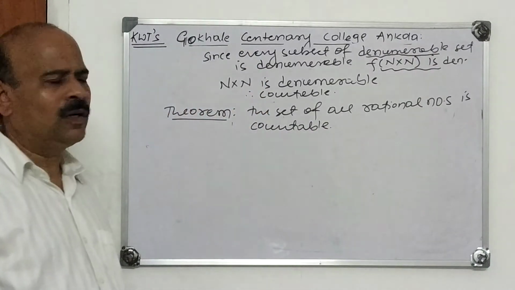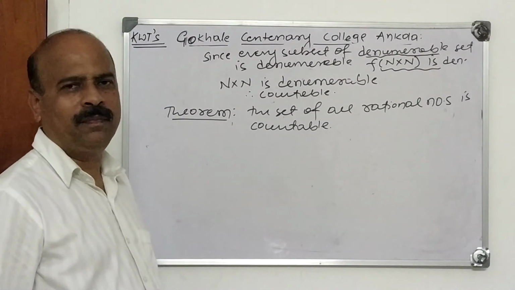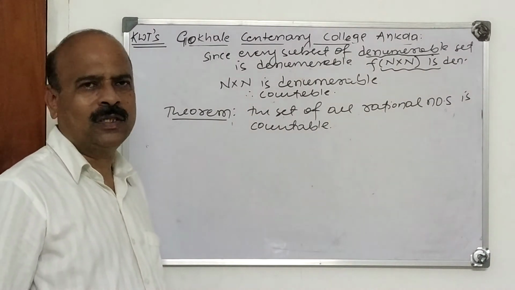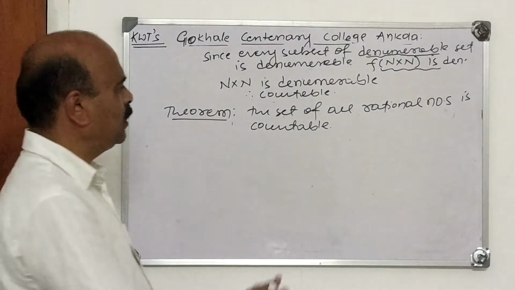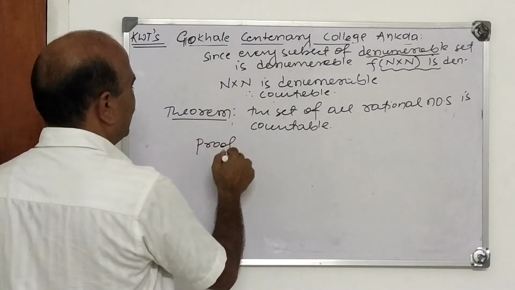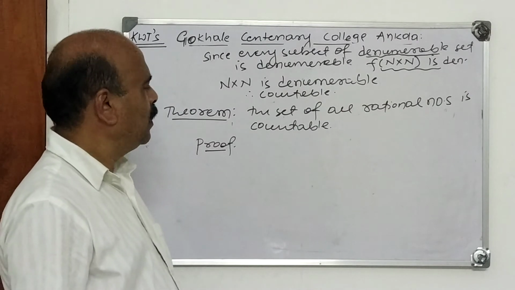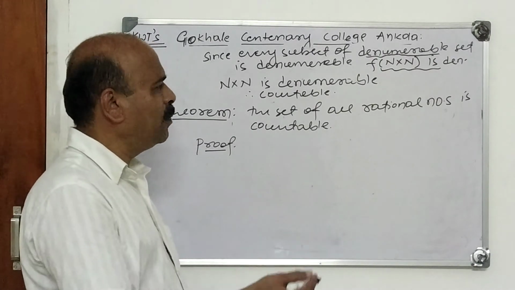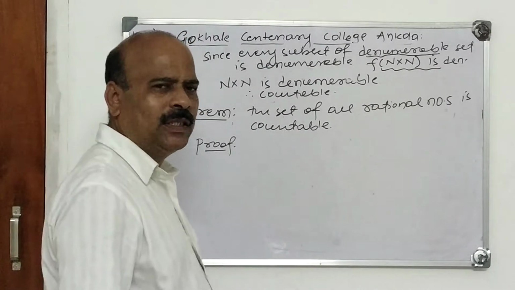See, I have used one technique here to prove that N cross N is countable, but there are many different methods to prove N cross N is countable. I have chosen one of the best methods. Similarly, the set of all rational numbers is countable. Many different methods are there to prove that, but I used that theorem. What is that theorem? If A is countable and there exists a function f from A to B which is an injection, only 1-1, then f of A is also countable. We use that result. Here, the set of all rational numbers is countable.